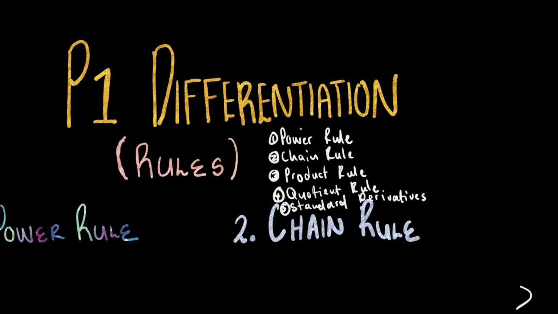Now, what is coming for paper 1 is only the first 2 rules, which are the power rule and the chain rule. Those are the only ones that are coming for your paper 1, and I'm going to show you that just now in the syllabus. The next ones are going to come in P3, so we're going to cancel them out. That's the product rule, and then the quotient rule.